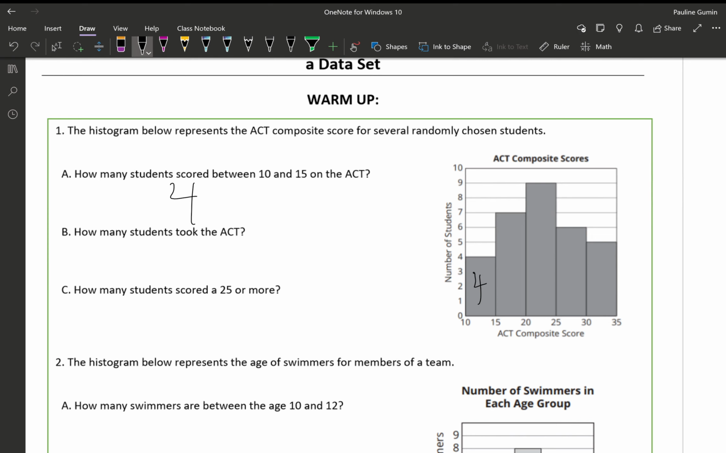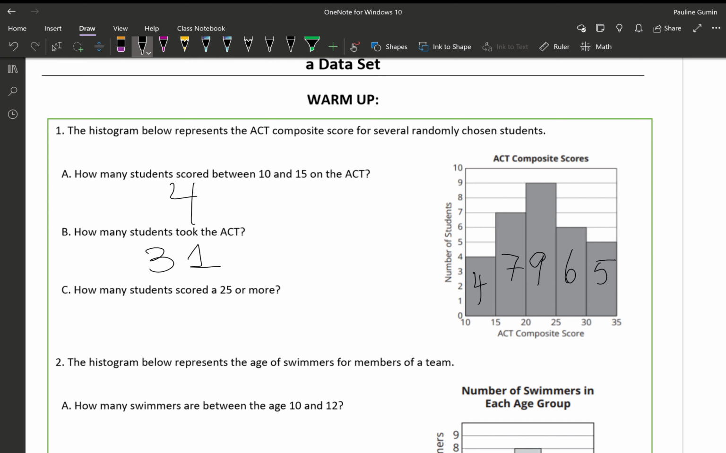How many students took the ACT? I'm going to look at every single interval and write down the number of how high it goes. This goes up to 7, 9, 6, and 5. To find letter B, we add them all together. 31 students took the ACT.